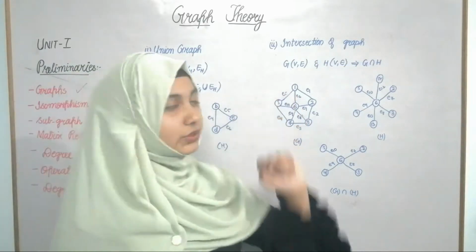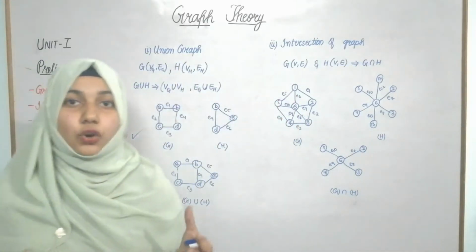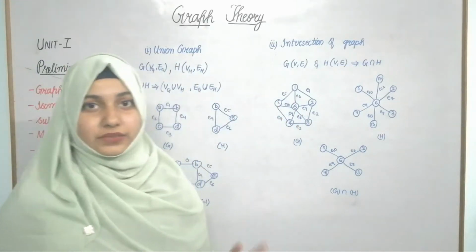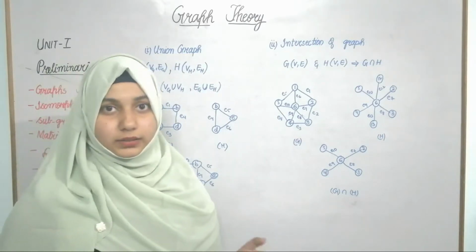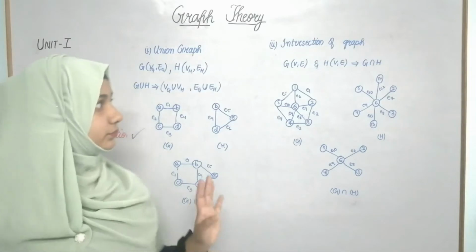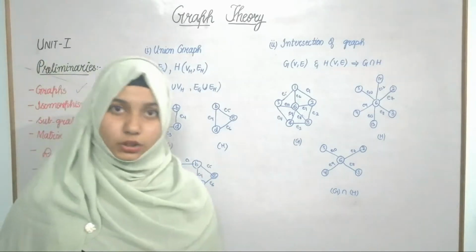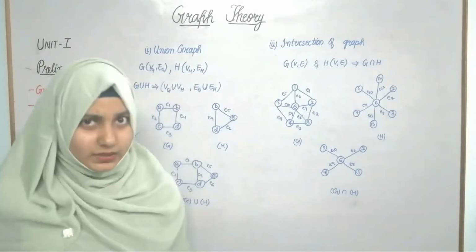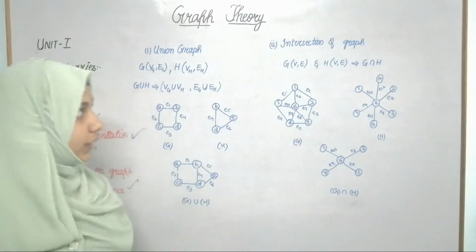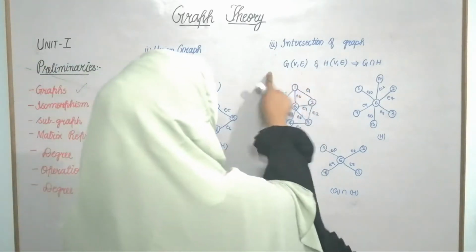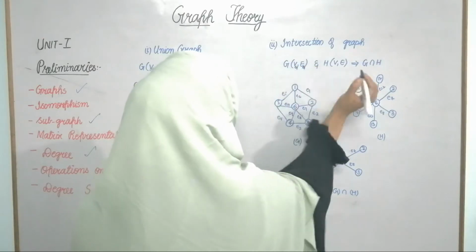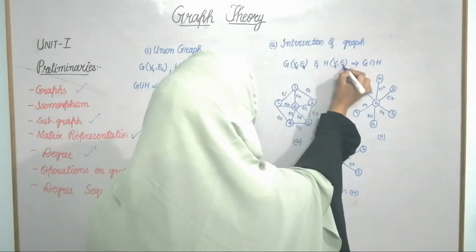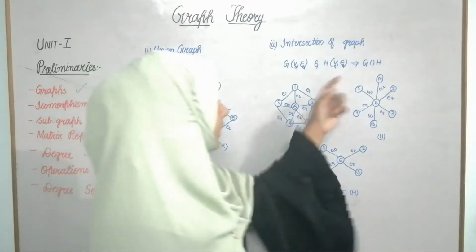Same thing for intersection. In intersection, what do we do? We are going to take the common part out, right? Two graphs are given to you, and from them you are going to take the common edges and vertices. The same vertices and edges which are common in both of them. Just the same as sets. Suppose you have a graph G with vertices and edges, and H with vertices and edges. So what will be the intersection?